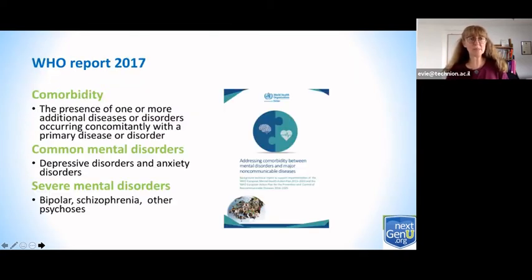So let's just look at some definitions to start with. Comorbidity is the presence of one or more additional diseases or disorders occurring at the same time as a primary disease or disorder. Common mental disorders, that's basically depressive disorders and anxiety disorders, and severe mental disorders, we're talking about bipolar disease, schizophrenia, and other psychosis. And we're going to look in quite a lot of detail at this important WHO report from 2017, which was called Addressing Comorbidity Between Mental Disorders and Major Non-Communicable Diseases.